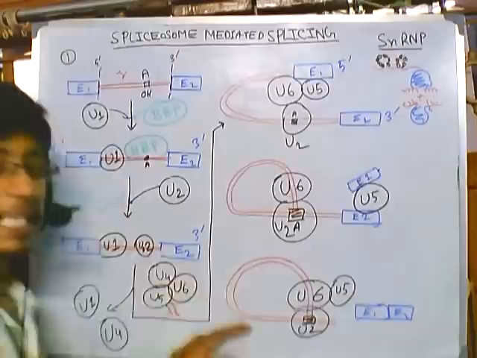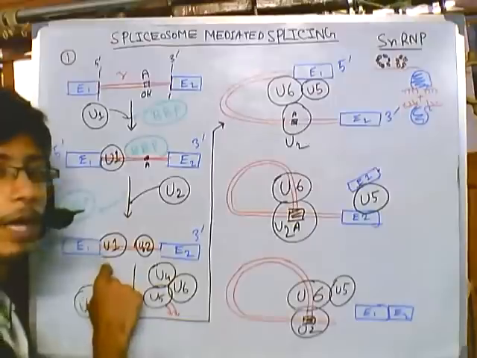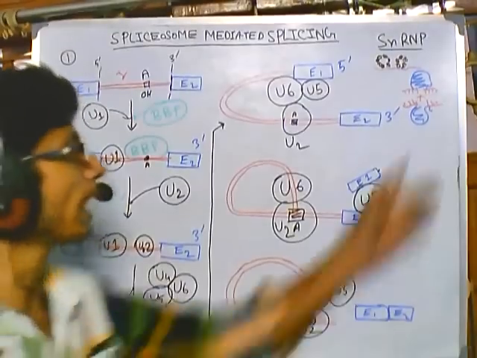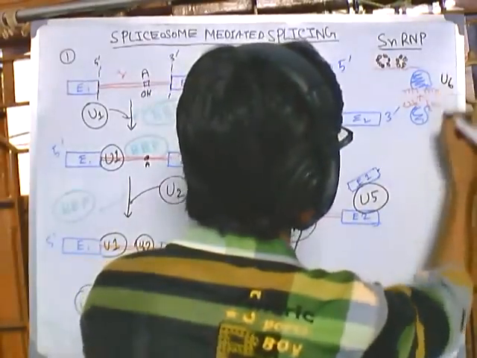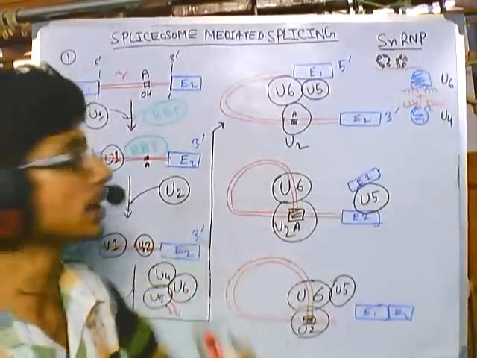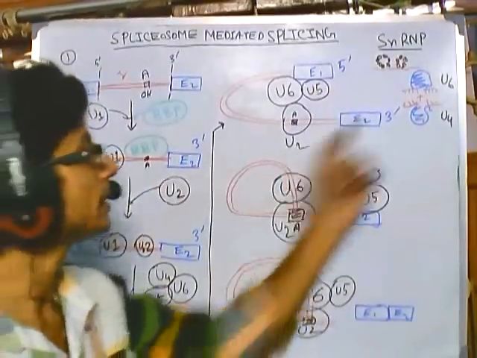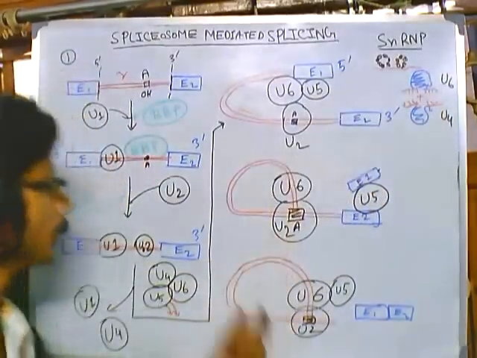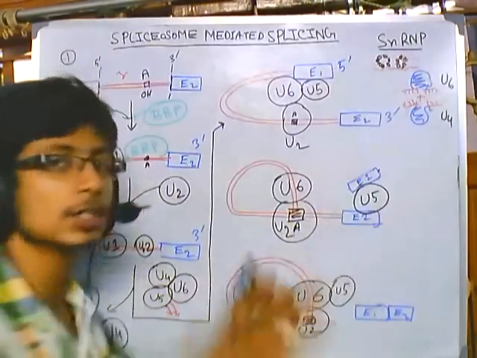Now remember this, U6 is not accessible to the region where U1 is residing, because its RNA region is already occupied by U4. So let us consider this is U6 and this is U4. U6 and U4 are attached with each other via the RNA linkage. As this is happening, U6 is not available to bind with the RNA because its RNA region is already occupied.